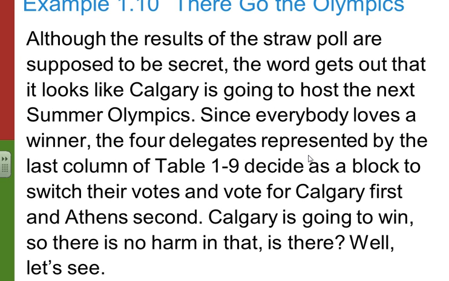Although the results of the straw polls are supposed to be secret, the word gets out that it looks like Calgary is going to have the Olympics. Since everybody loves a winner, the 4 delegates represented by the last column decide to vote as a block to switch their vote to Calgary first and Athens second. If they do this, will Calgary win?